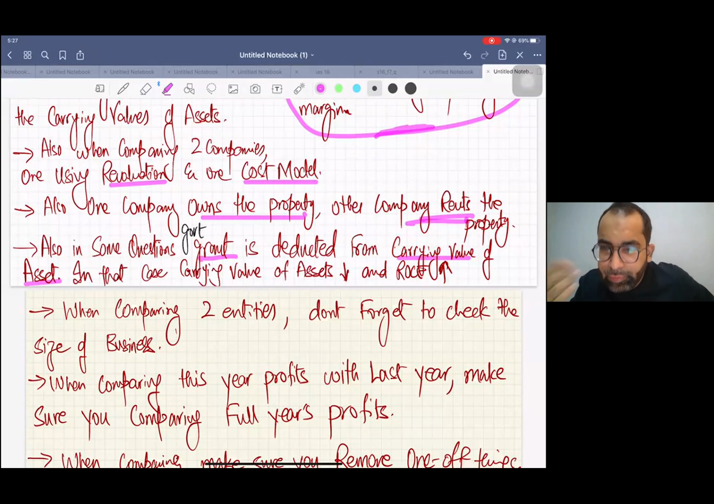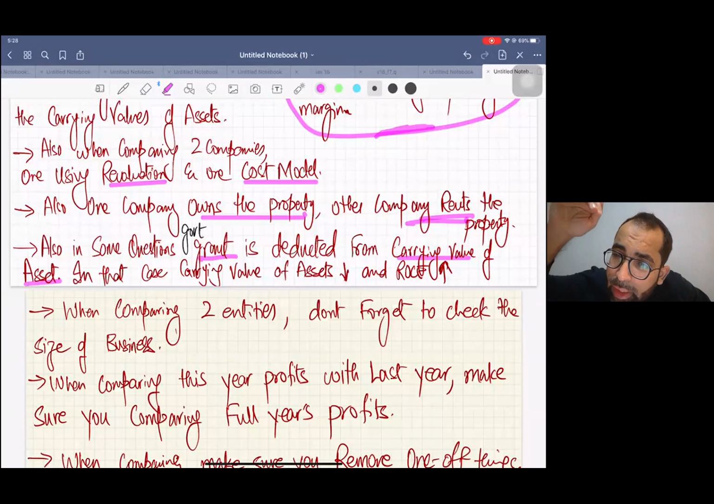The second option is I can simply deduct the grant received from my asset. This approach is also allowed. Hope you remember IAS 20. So if you are using the second approach, that means 100,000 cost of the asset less 20,000 grant. So your asset value will immediately go down if you are using the second approach.